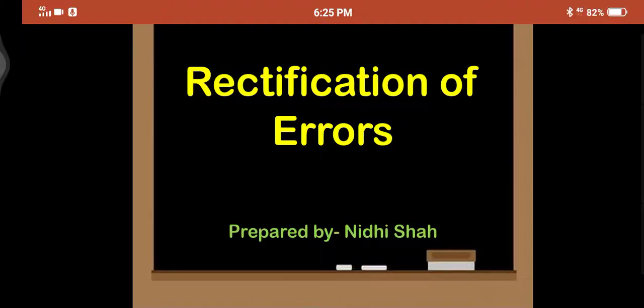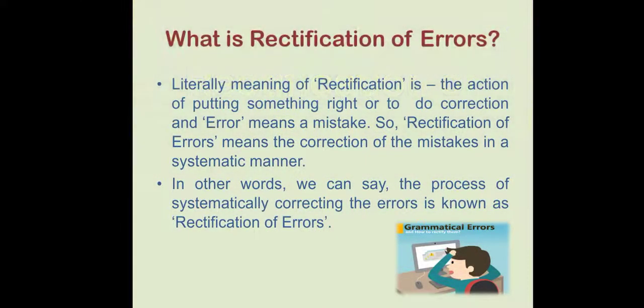Hello children, in this video lecture, I will brief you about rectification of errors. The question arises in your mind, what is rectification of errors? The literal meaning of rectification is the action of putting something right or to do correction, and error means a mistake. So rectification of error means the correction of the mistakes in a systematic manner. In other words, we can say the process of systematically correcting the errors is known as rectification of errors.